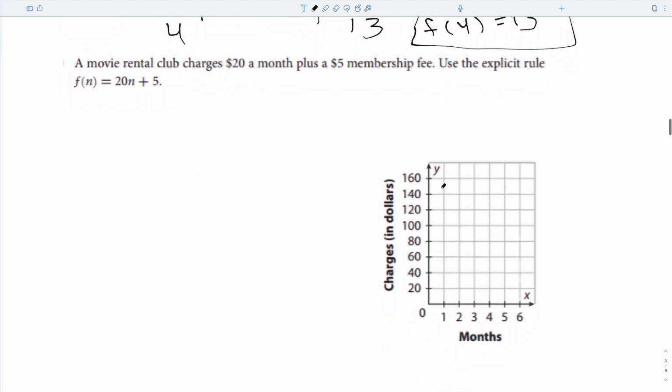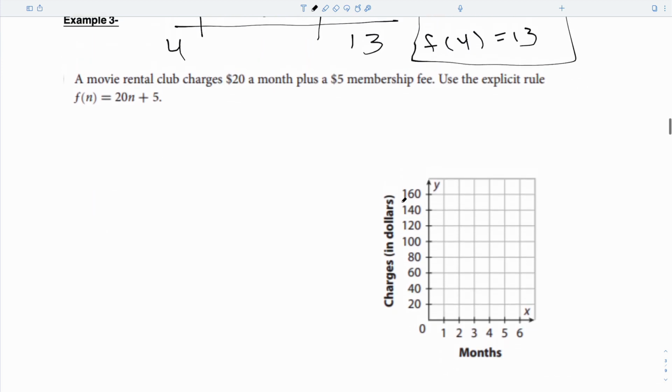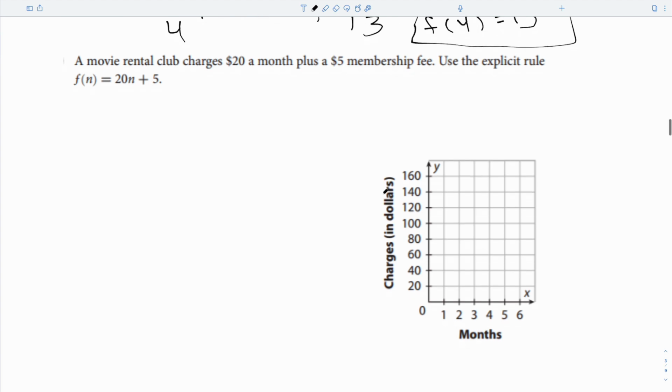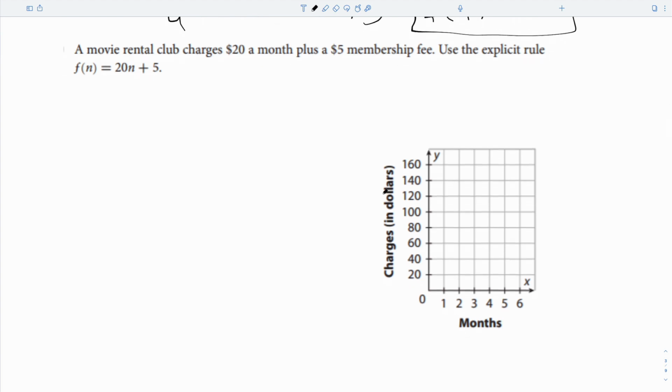Let's graph one of these. Caden, read example 3. A movie rental club charges $20 a month plus a $5 membership fee. Use the explicit rule f n equals 20n plus 5. Okay, let's set up a table. It's an explicit rule, which makes me happy because I don't like recursive very much. After we find a few points, we're going to graph it. We're going to find the first 4.